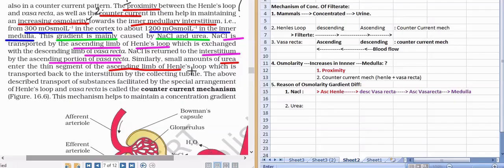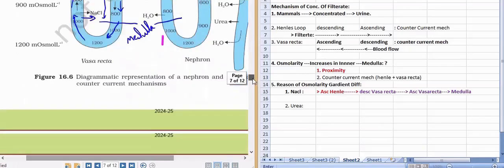I'll say entering into Henle's loop. From where to enter? Generally from the medulla only. From the medulla it's entering into the ascending limb, which is then transported back to the medulla from the collecting tube to the interstitium. So to make a numbering: number 1, interstitium to the ascending limb, from the ascending limb to the collecting tube, again to the interstitium only. So this is cycling. I'll explain.